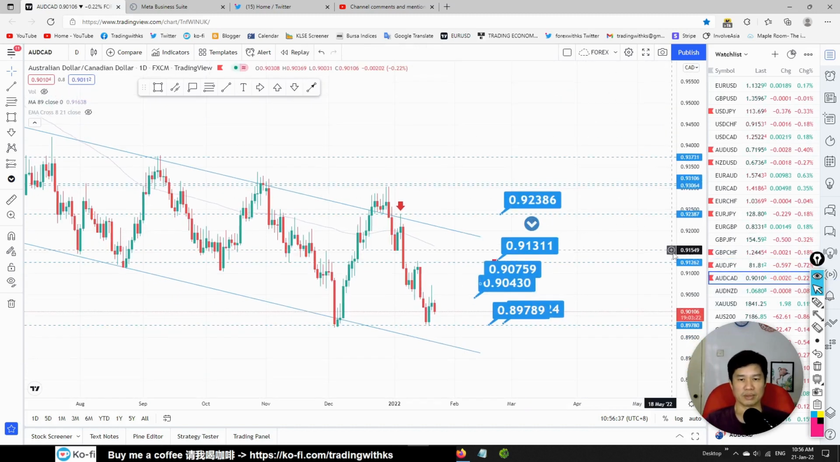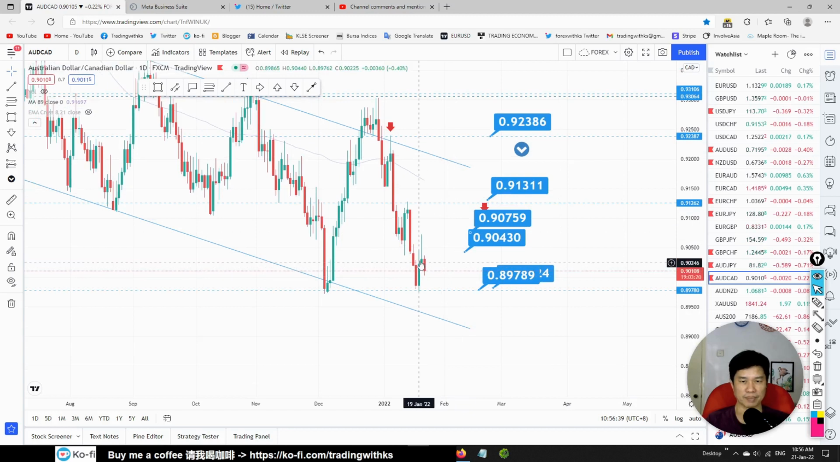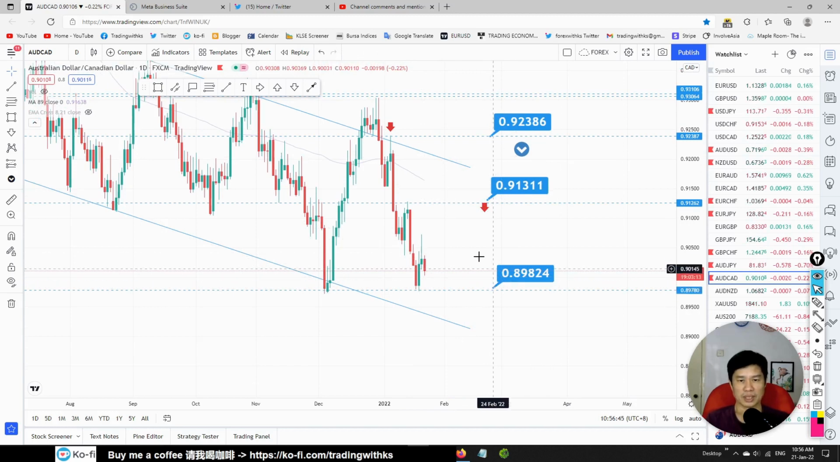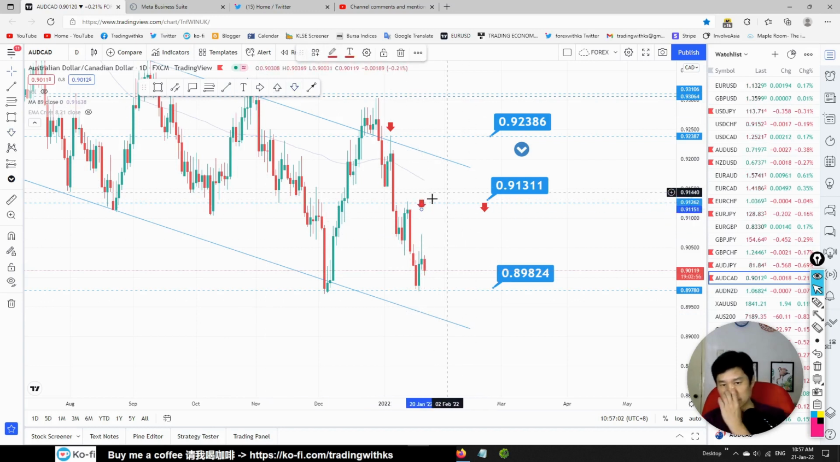Look at AUD CAD. We know AUD is a stronger one. So AUD CAD, we got a pin bar over here, so there is a possibility to sell this towards this area, towards 0.89824. There's a possible sell trade over here. Or even lower, towards the channel bottom over here. So there is a possible sell trade on this one.